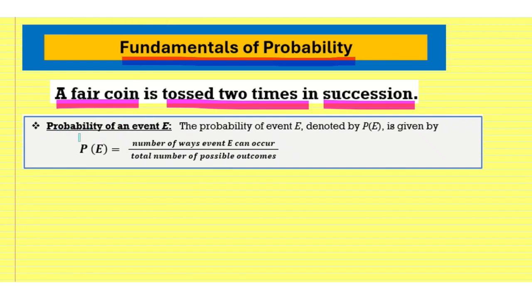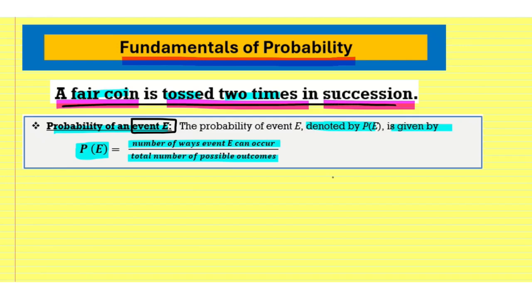So, generally speaking, the probability of an event E, such as tossing a fair coin two times, is denoted by P of E and is given by this equation. The probability of an event, P of E, is equal to the number of ways an event E can occur divided by the total number of possible outcomes. All of this is going to be related in this video to event E, and event E is tossing a coin two times in a row.